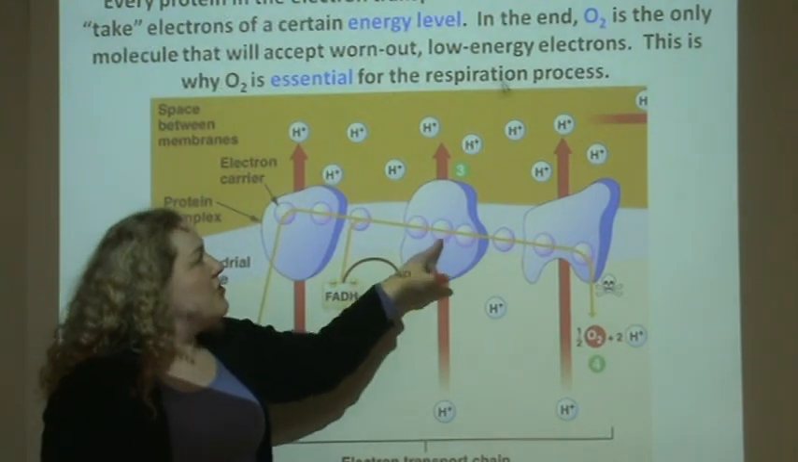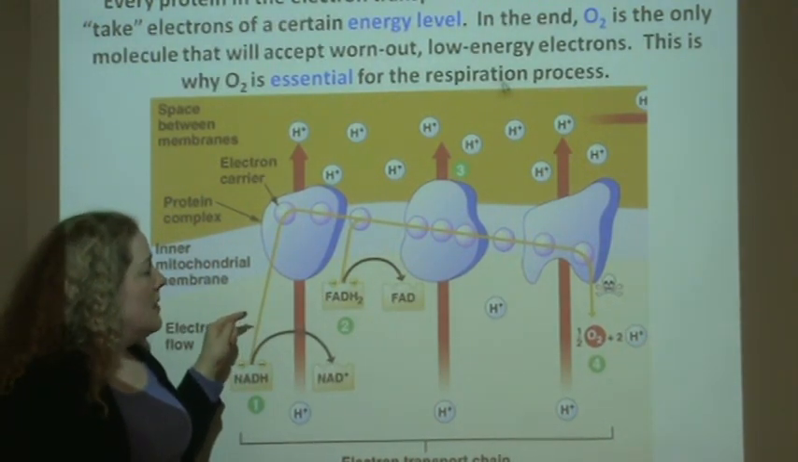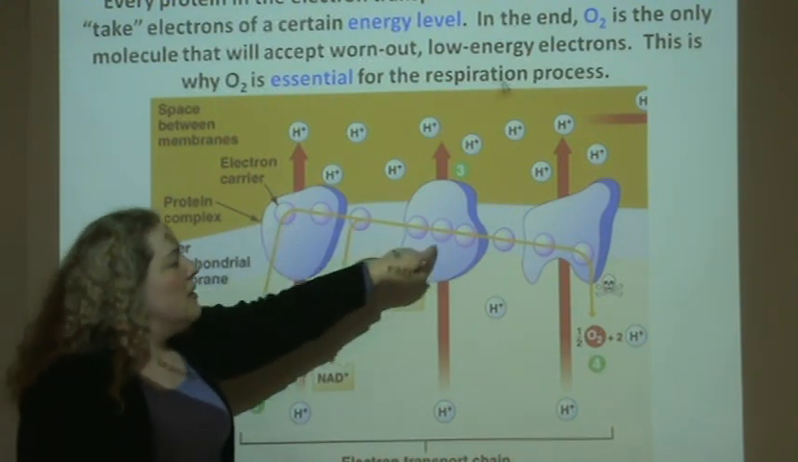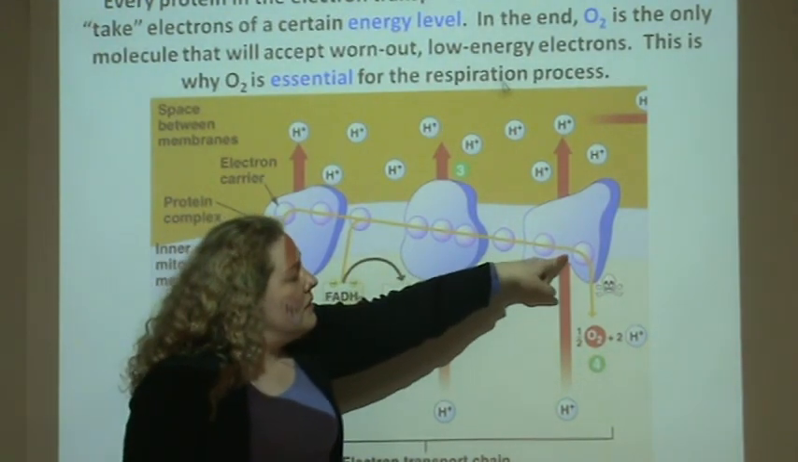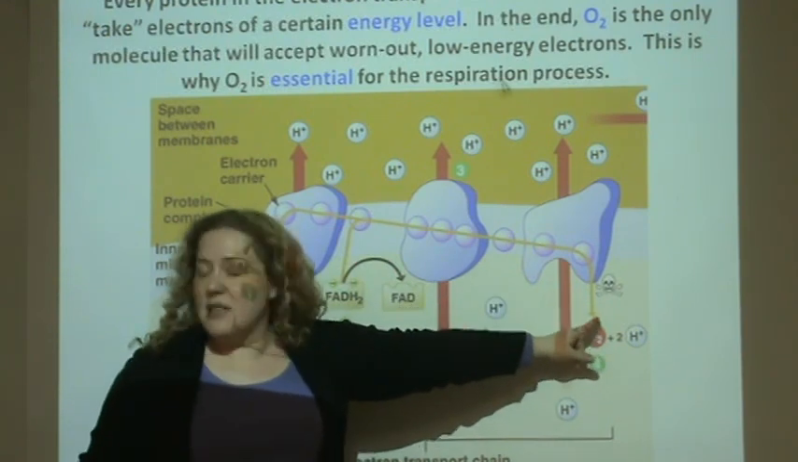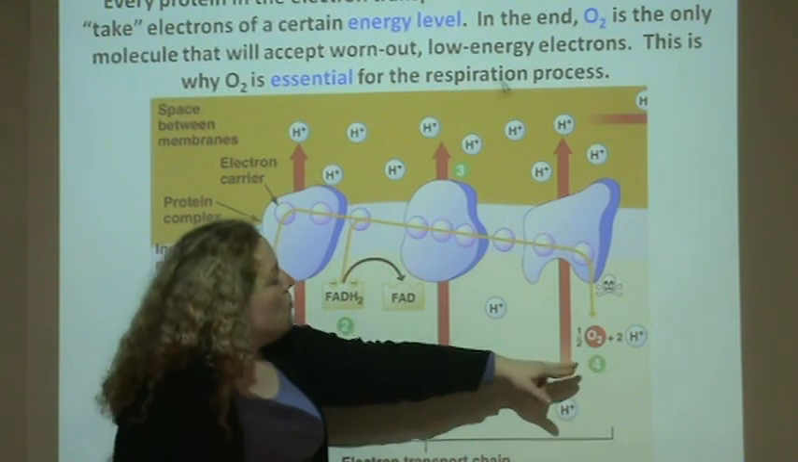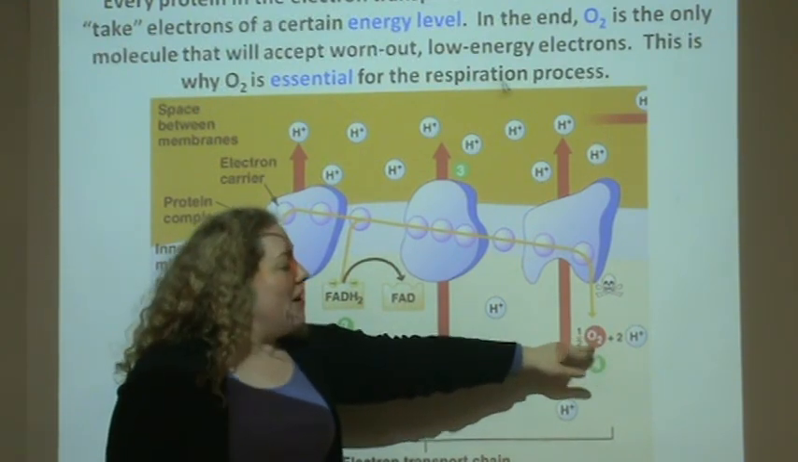So where is their energy going? I'll come back to that in a minute. But the first protein in the chain wants high energy electrons, the next medium energy electrons, the next low energy electrons. And then at the end, the oxygen picks them up when they are very, very worn out, super low energy electrons. Hold that thought just for a minute.